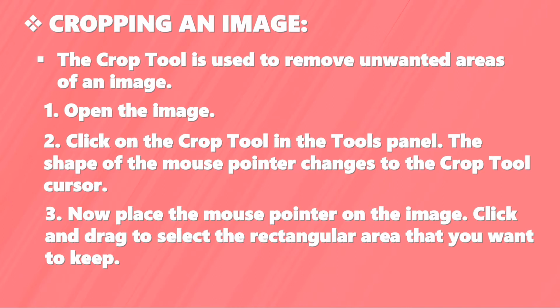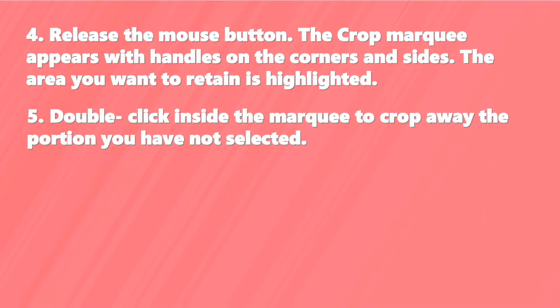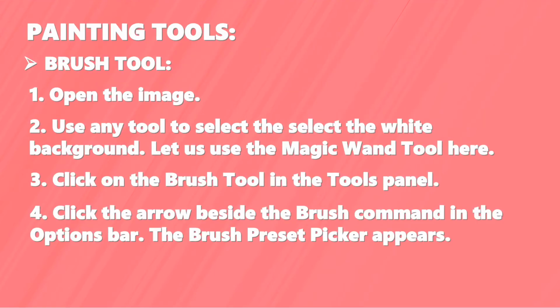The steps to crop are: open the image, click on the crop tool in the tools panel. The shape of the mouse pointer changes into a crop tool cursor. Now you have to place the mouse pointer on the image and click and drag it to a rectangle area that you want to keep. Release the mouse button. The crop marquee appears with handles on the corners and sides. Double click inside the marquee to crop away the portion that you have not selected.